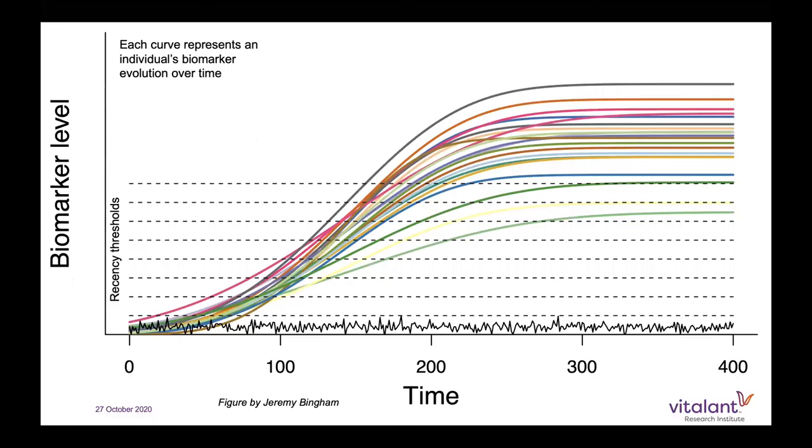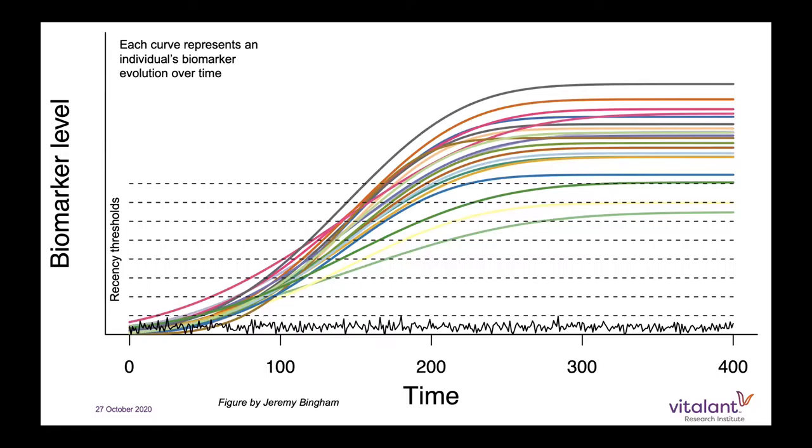Now, if we imagine a biomarker that evolves over time when someone becomes infected, the evolution of that biomarker might look something like what you're seeing on the screen today, although this is just schematic. Each of the colored curves here represents an individual person's biomarker evolution over time. And there's a high degree of variability in these individual trajectories.